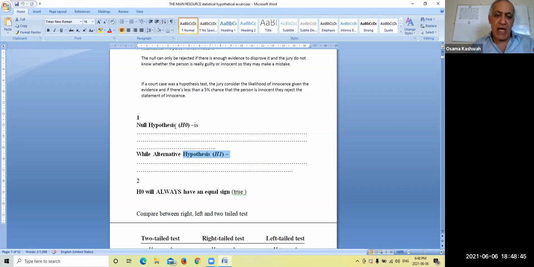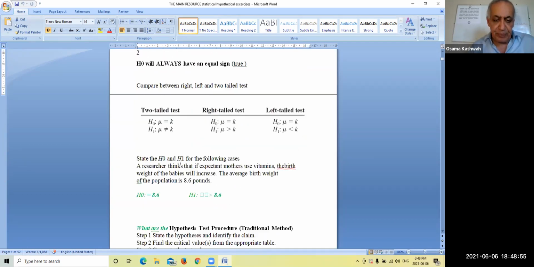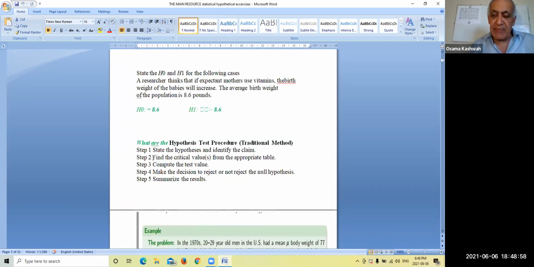So we always have hypothesis 0 and hypothesis 1, and we need to know how to formulate both of them. That's what I will talk about just now when I come to do an example. We have 5 steps for the hypothesis test. Step 1: state the hypothesis and identify the claim. What is it about? Like we said, we have 2 groups with contradicting ideas. One is saying something, and the other, the opponent, is saying another idea. So how will we test this hypothesis?